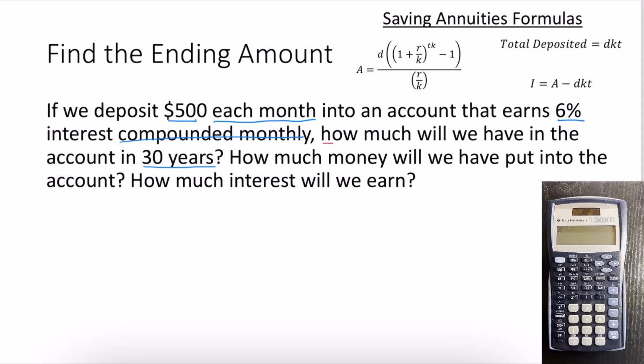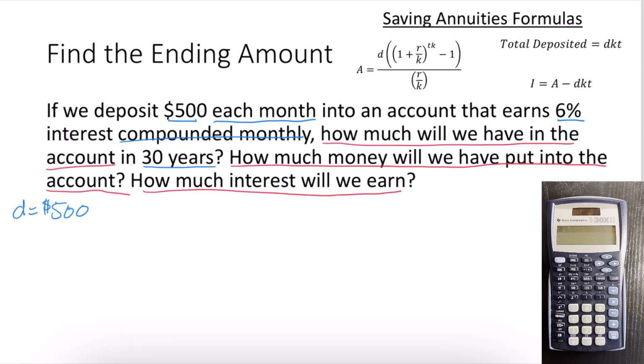So in this problem, we're actually asked for three things. We want to know how much money we'll have in the account, how much money we will have put into the account, and how much interest we've earned. So let's write out those variables. So the $500 that we were given, that's going to be our D in the formula. So D equals 500 because that's the amount we're depositing every month.